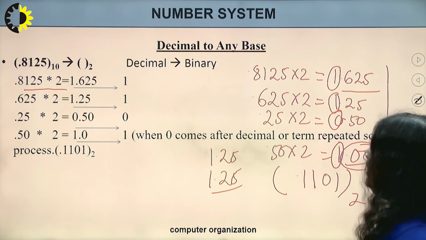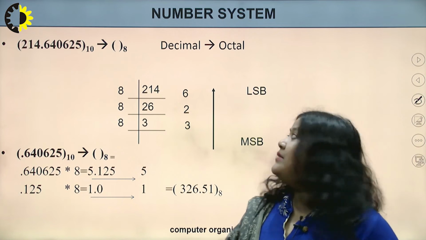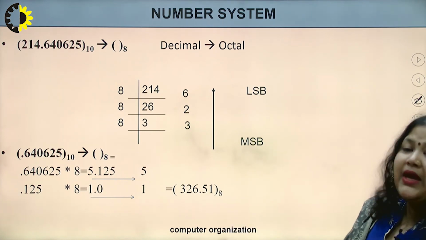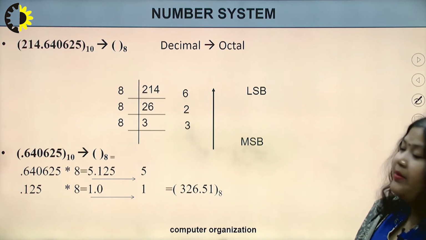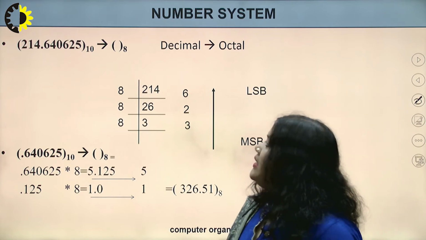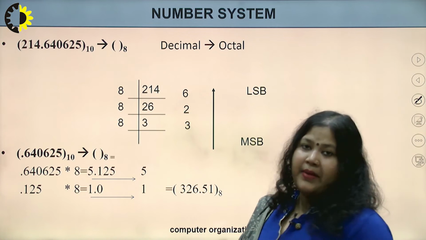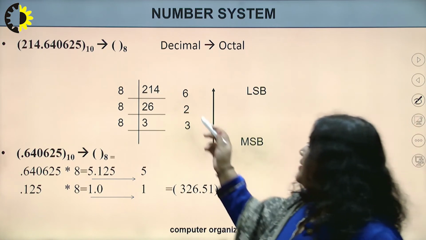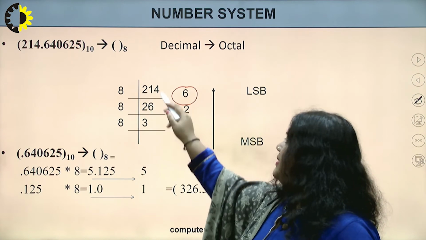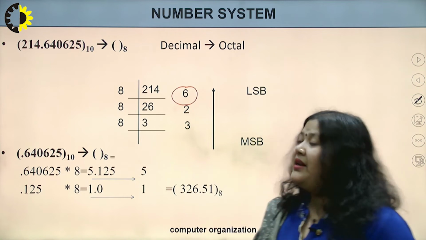Now take the next example. The next example is decimal to base 8, because we change the base value from decimal to any base. So we take the value of 8. The number is 214.640625. So we have to divide 214 by 8. After the division, the quotient is 26 and the remainder is 6.